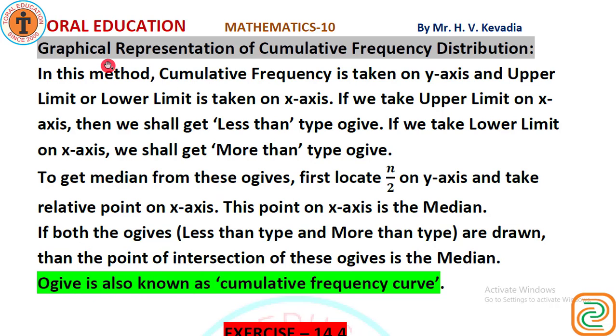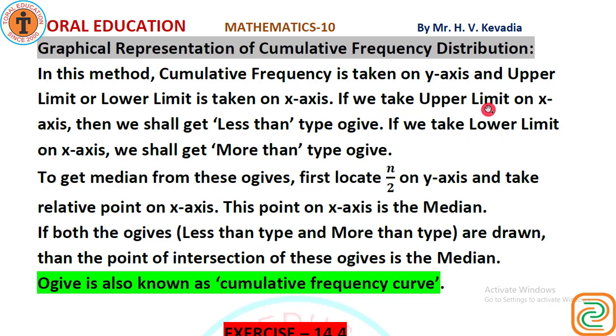But before going to that, let's see the graphical representation of cumulative frequency distribution. Cumulative means total frequency, additive or subtractive. In this method, cumulative frequency is taken on the y-axis, that is the vertical axis, and the upper limit or lower limit is taken on the x-axis, the horizontal axis.